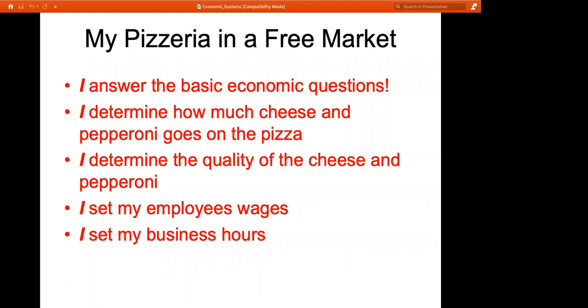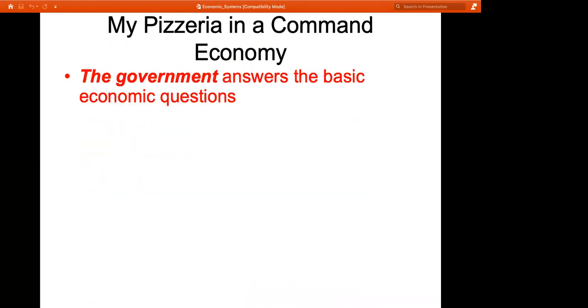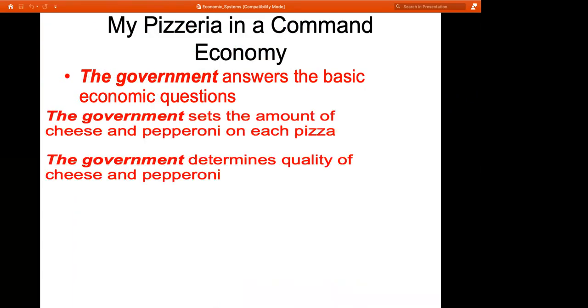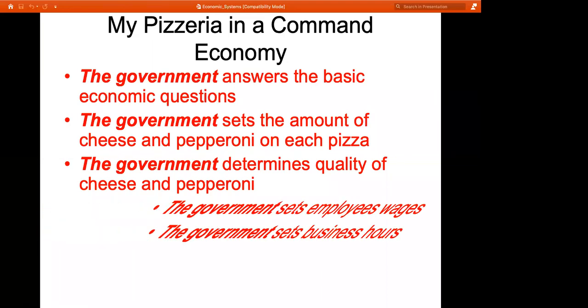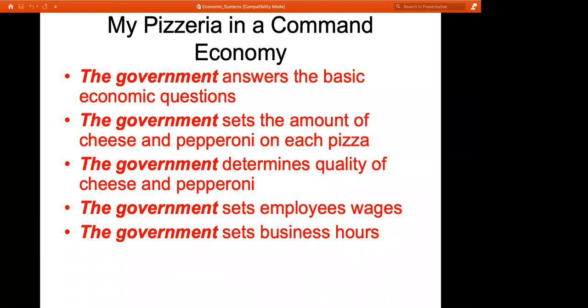An individual can work. Whereas for a pizza in a command economy, the government answers the basic questions: the government sets the amount of cheese and pepperoni that goes into the pizza, and determines the quality of cheese and pepperoni. Here again, the government sets employee wages and sets business hours.